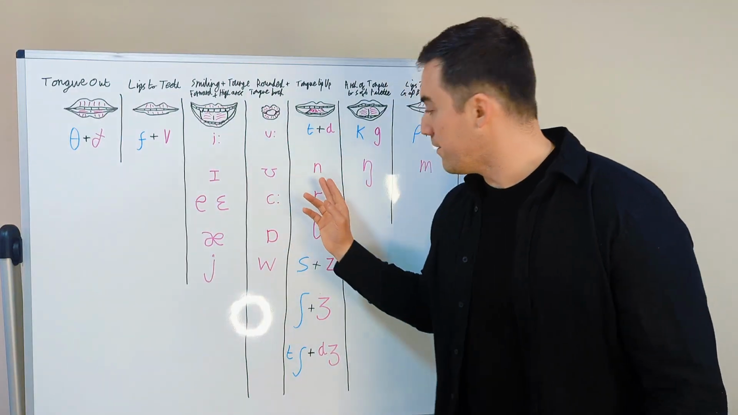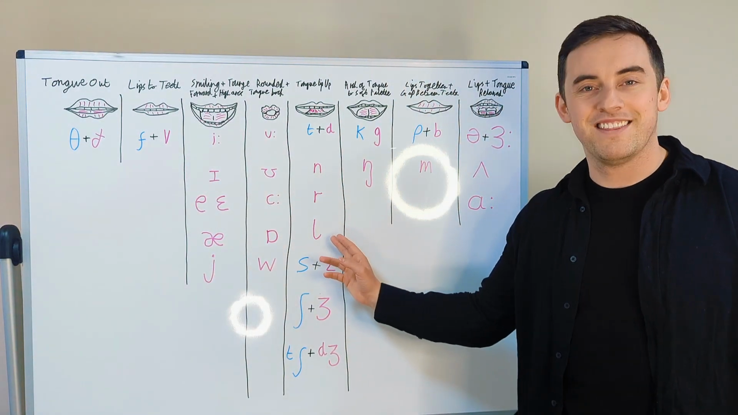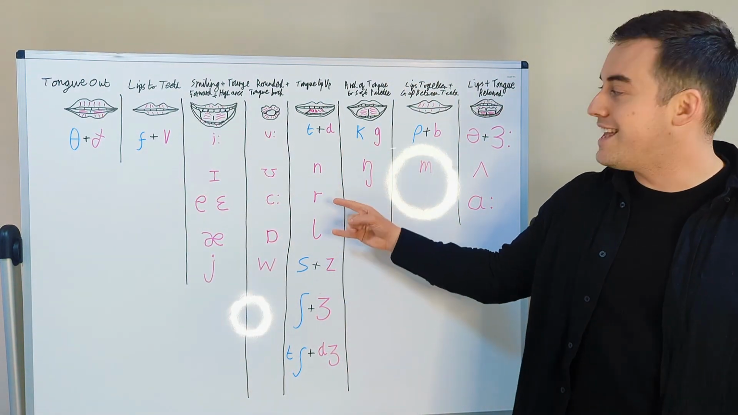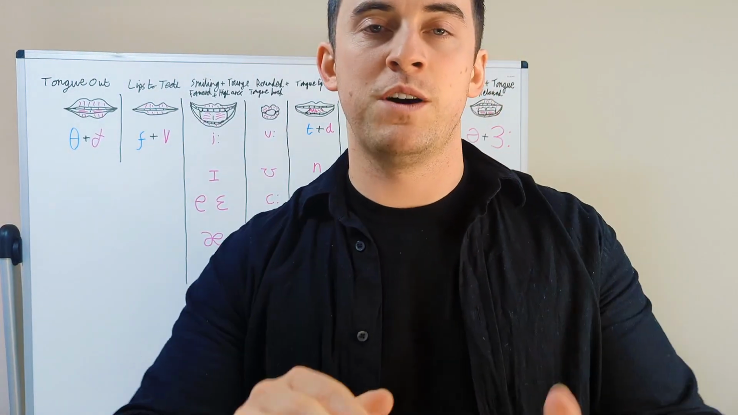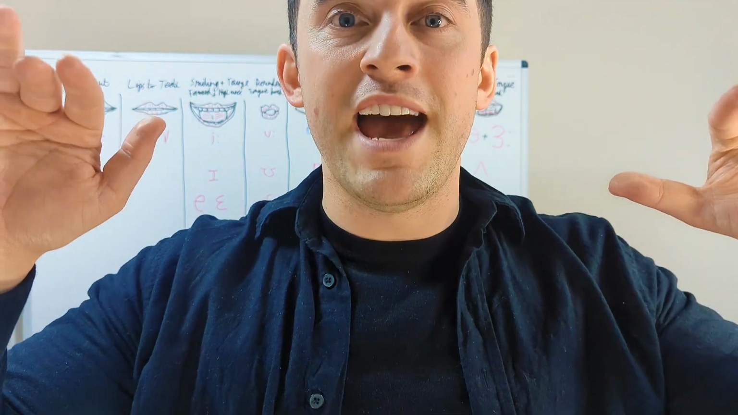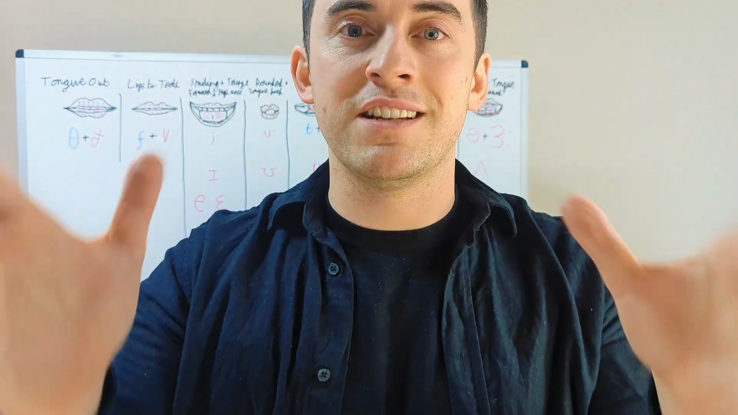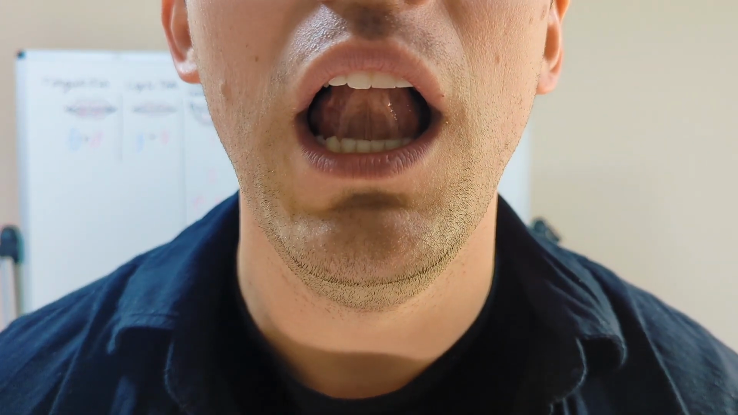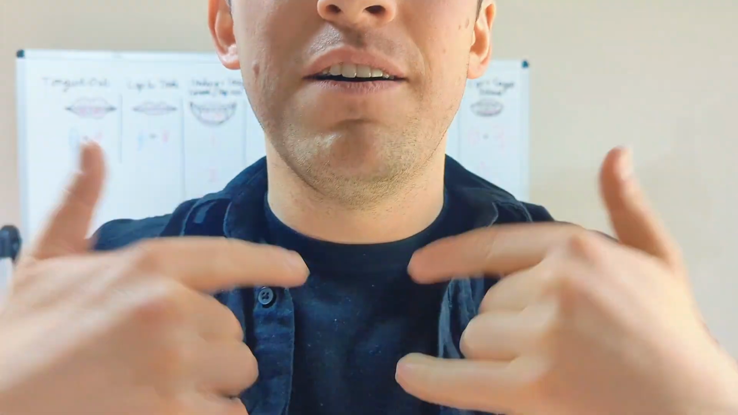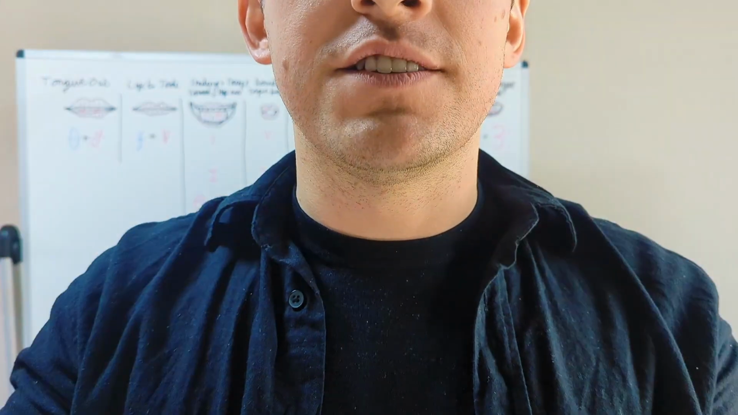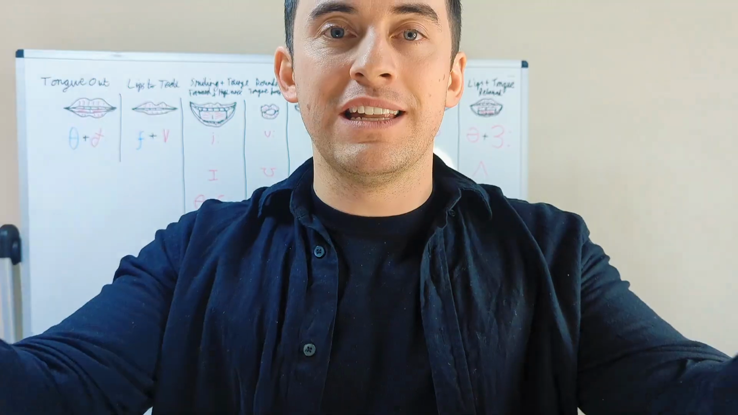Next, we have the L. And it's the inverse of the R. What do I mean by the inverse? Well, for the R, your tongue tip's not touching, but the sides are. For the L, the tongue tip is touching and the sides are not. And the phonation goes out the sides of the tongue. It's a lateral releasing sound.